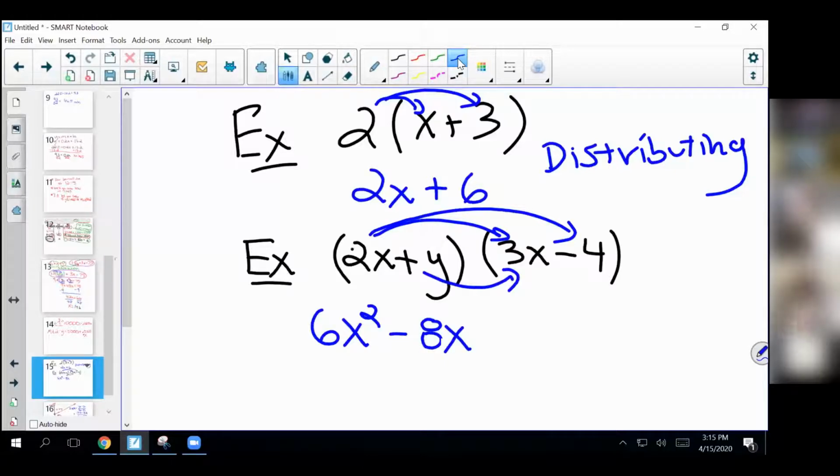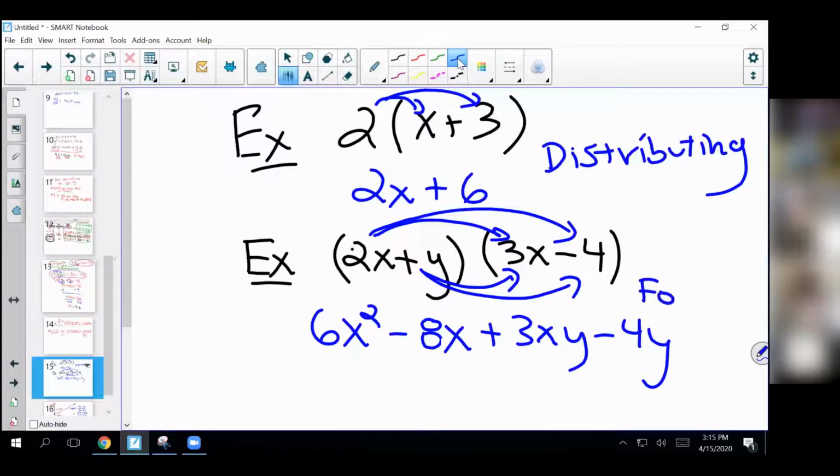Y times 3x, not a lot to do with that, you just put it all together, that's plus 3xy. And y times negative 4 is minus 4y. So that's called FOILing a lot of the times, because this is the first term, this is the outside term, this is the inside term, and this is the last term. That spells FOIL if you take the first letters of each of those words.